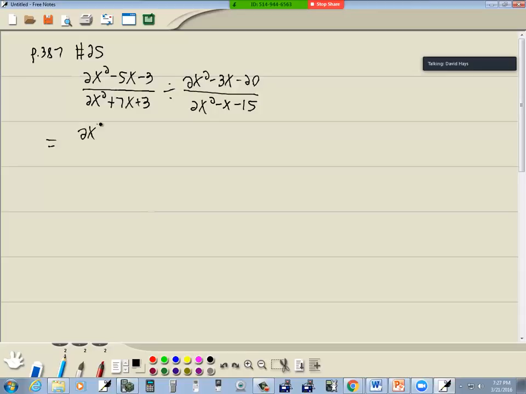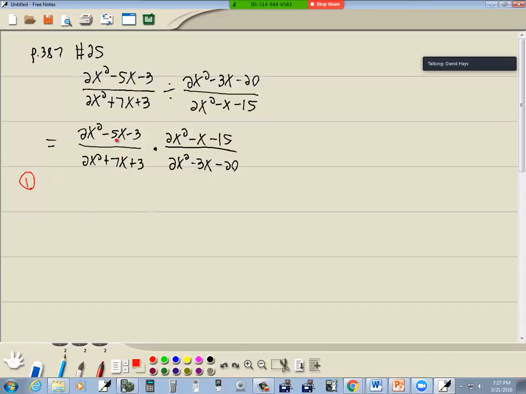So this first fraction remains as is. We change the division to multiplication, and we flip the second fraction. Take the reciprocal of it. So the bottom goes to top, top goes to bottom. So we're going to have 2x squared minus x minus 15 over 2x squared minus 3x minus 20. And then we're going to multiply like normal.